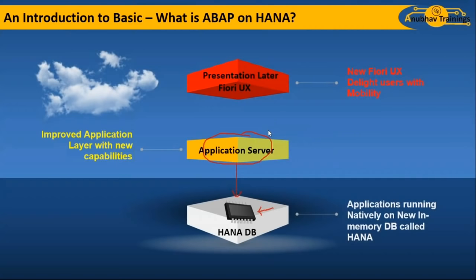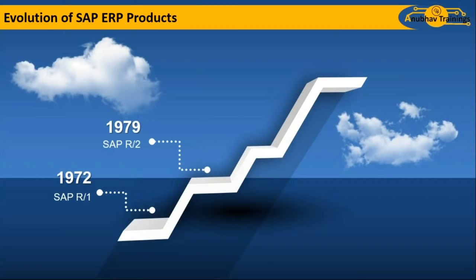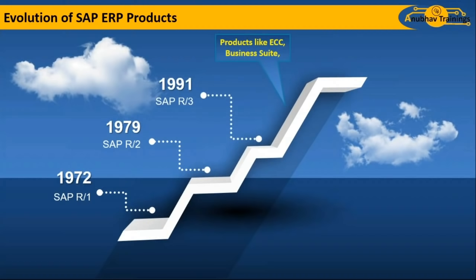Now, let's look at the solution side of it. What has SAP done in the past? SAP has improved its product portfolio in terms of its offerings. The first release of SAP was SAP R1 in 1972. Then we had SAP R2 in 1979. And then in 1991, SAP introduced SAP R3. R stands for real time and 3 stands for three-tier architecture. This was the main turnaround to introduce a new type of solutions, the so-called ECC or Business Suite.